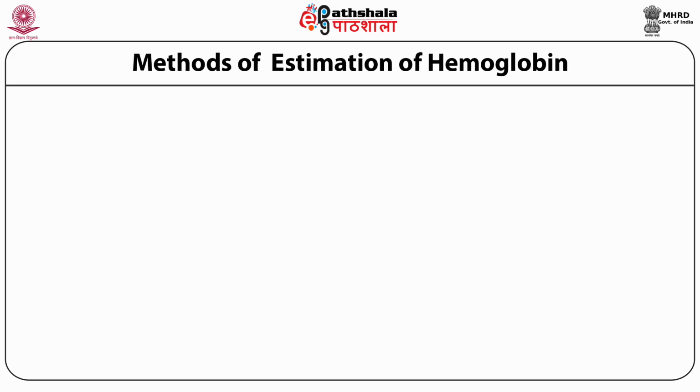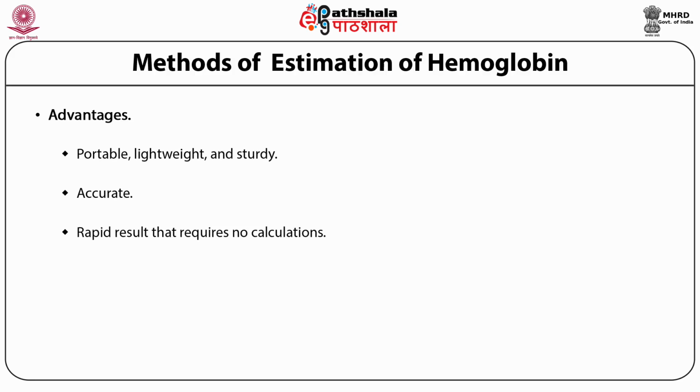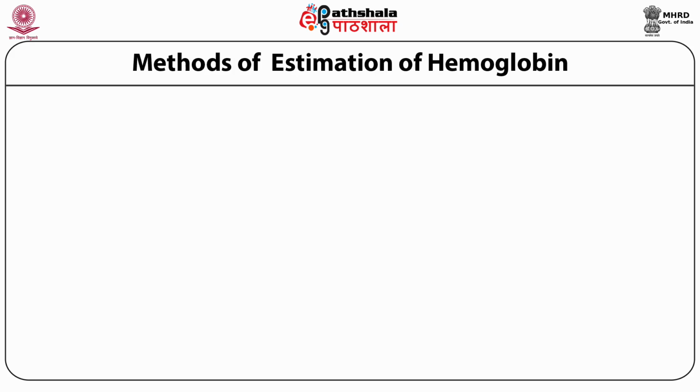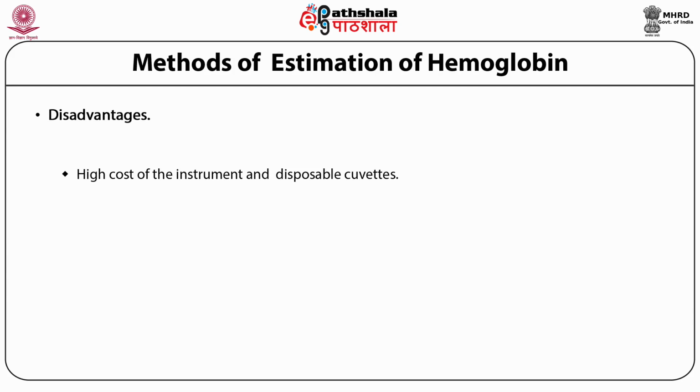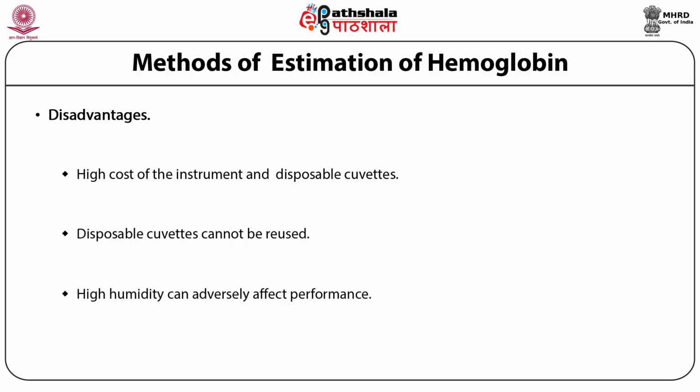There are some advantages and disadvantages of this method. The advantages include that it's a portable, lightweight and sturdy instrument. It's accurate, with rapid results that require no calculations. It is simple to use and it minimizes exposure to the blood. On the other hand, the disadvantages include the high cost of the instrument and disposable cuvettes. The disposable cuvettes cannot be reused. In addition, high humidity can adversely affect the performance.